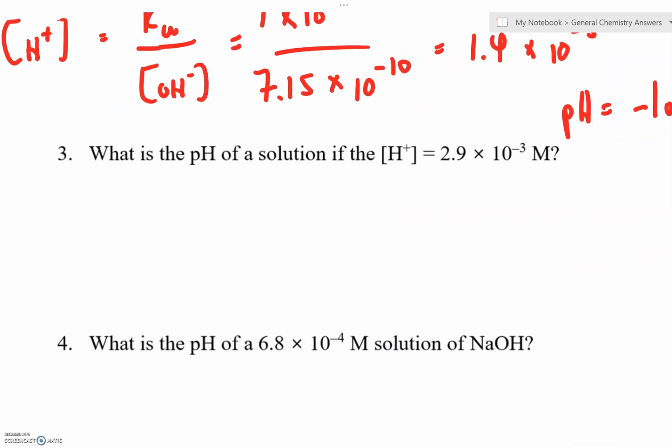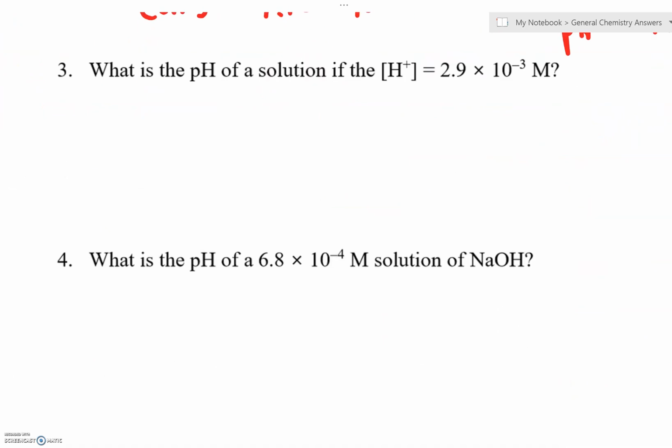All right, here's number 3. What's the pH of a solution if the H plus is 2.9 times 10 to the negative 3rd molar? pH is equal to negative log of H plus. It tells you that right in the formula.